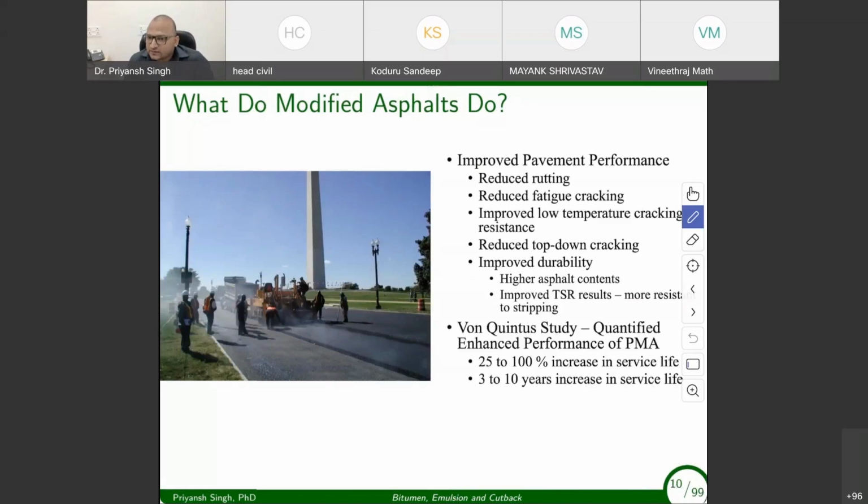So what advantages do we have if we modify our binders as compared to the neat binder? By modification, one can improve the pavement performance, and that could be in terms of reducing rutting susceptibility, reducing fatigue cracking, improved low temperature cracking resistance, reducing top-down cracking, and improved durability of the asphalt binder. Some studies have shown that while using modified asphalt binder, the pavement life is increased significantly.